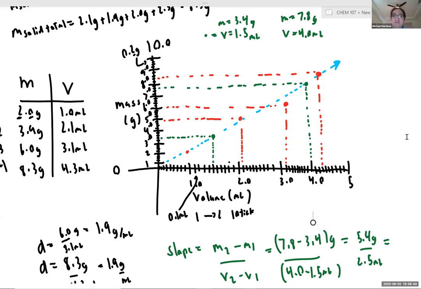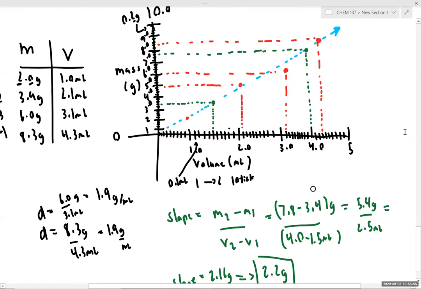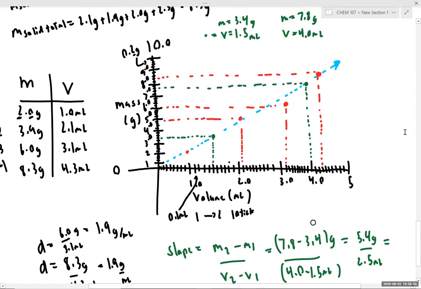Does that make sense to everyone? So this is very similar to the graph that you'd make in your own report sheet. And I'll save this entire page with all the sample calculations as a reference for you that I'll post on Canvas later today.